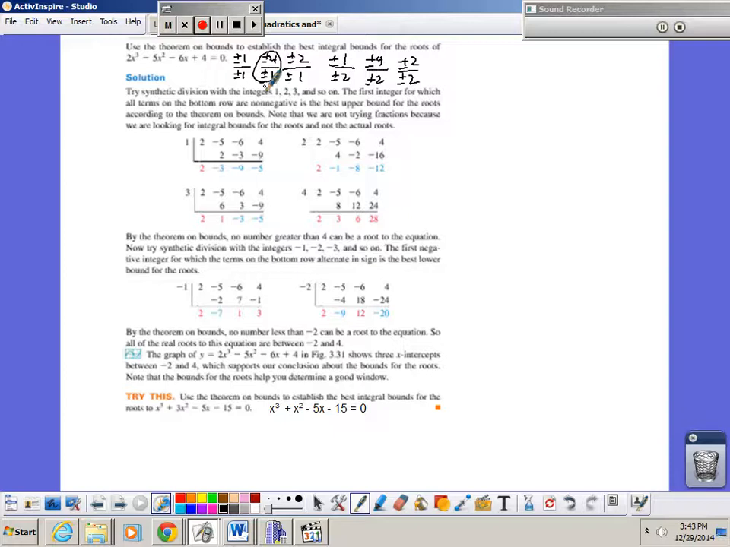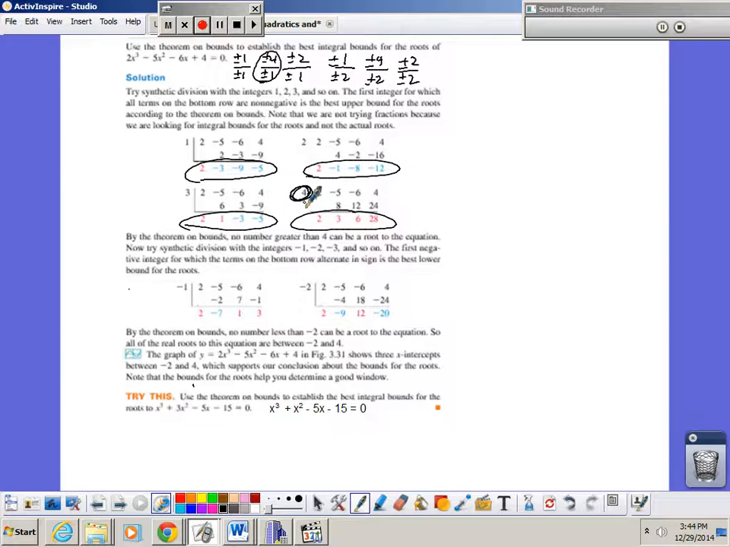And this time we're not looking for zeros on the bottom. We're looking for all positives or alternating. So when I did the synthetic division here, I don't have all positives and they're not alternating signs. When I do the division with 3, it's not all positives and it's not alternating signs. This is all positives, which means that 4 is your upper bound.